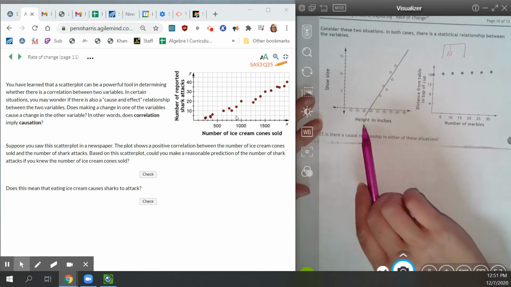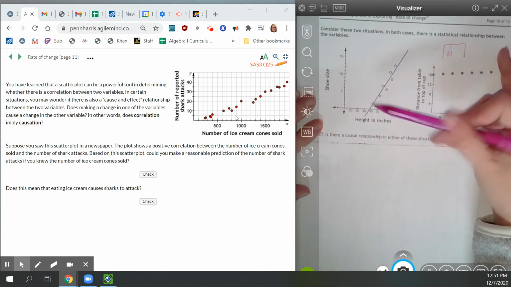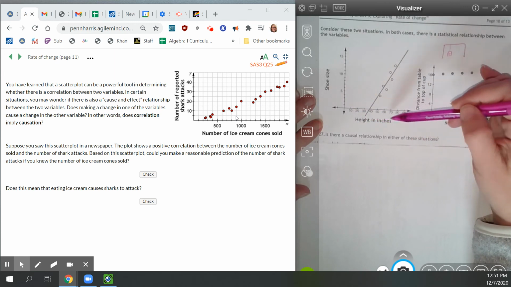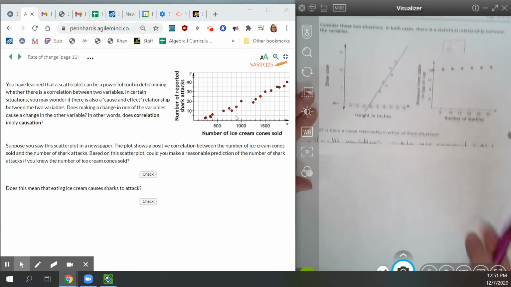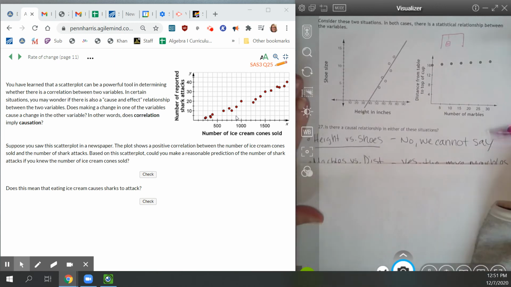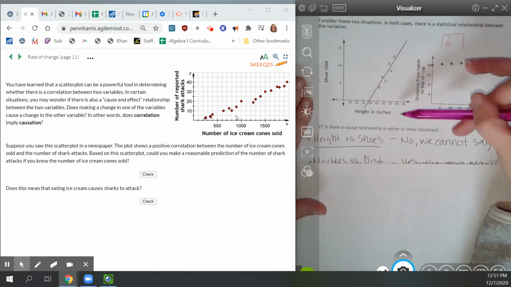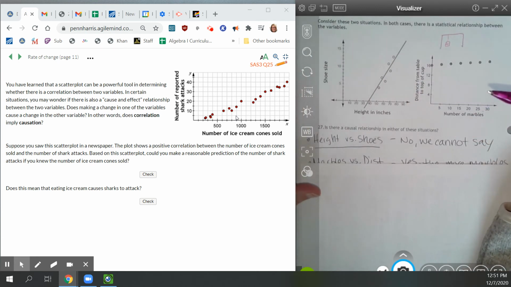Okay. Let's come over here to height and shoe size. We can see that the taller you are, the bigger your shoe size is typically. But is this caused by one thing? No, we cannot say that, guys. We cannot say that our shoe size is directly related to our height. Okay, there's other things involved. I have bigger feet than my mom, but my mom is taller than me. Okay, there's nothing set in stone. There's other things to take into consideration with that.